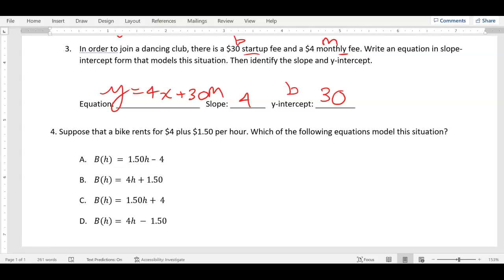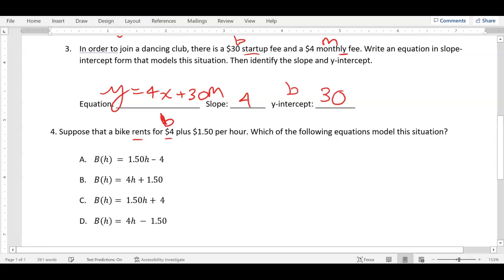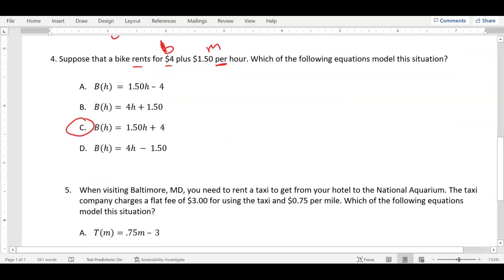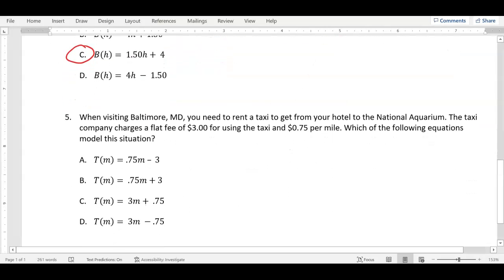Y'all get A, B, C, or D? Okay, you rent it for $4. That's your beginning. Your changing amount per hour is M, so it should be 150x plus 4 or 150h plus 4. You should have gotten C. If you got B, you got them switched around, and then A and D have minus signs. That's not right. And then number 5, what did y'all get?